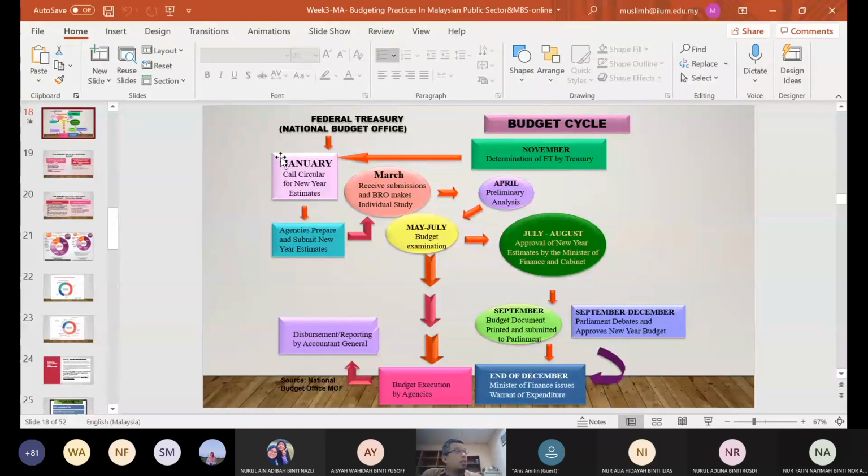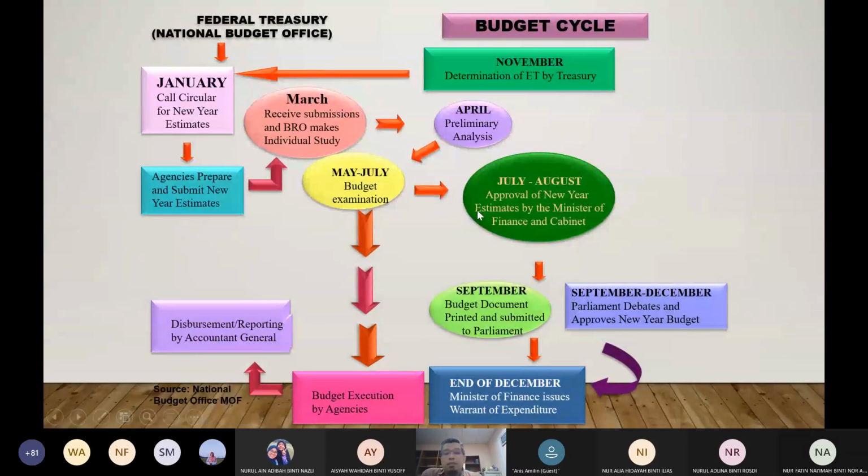I think in the previous class we talked about the flow, right? The process that takes place to estimate the next year's budget. It will start during the current year. So it takes about a year to prepare the budget before it is approved at the end of December. And then we also discussed the framework.